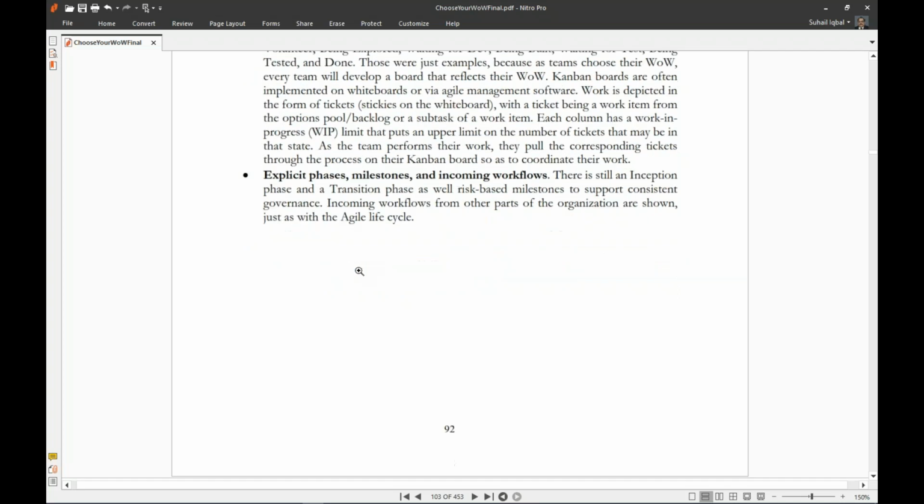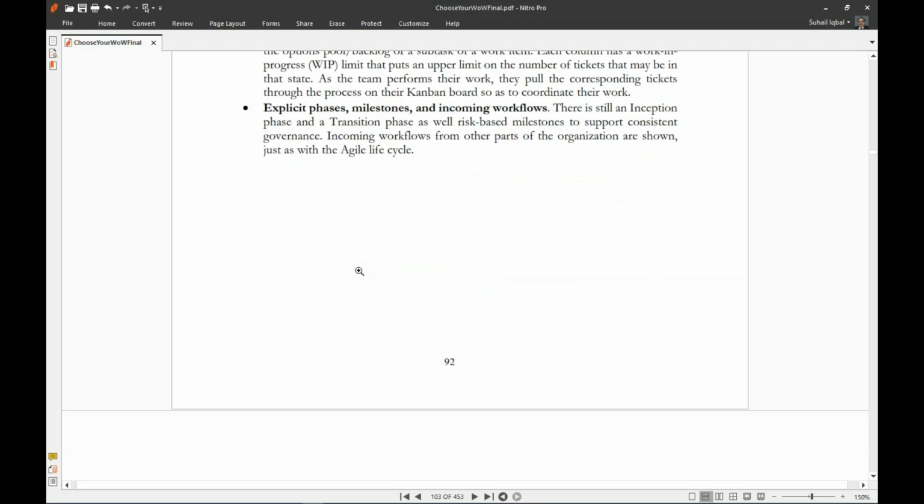Explicit phases, milestones, and incoming workflows. There is still an inception phase and a transition phase, as well as risk-based milestones to support consistent governance. Incoming workflows from other parts of the organization are shown just as with the agile life cycle.